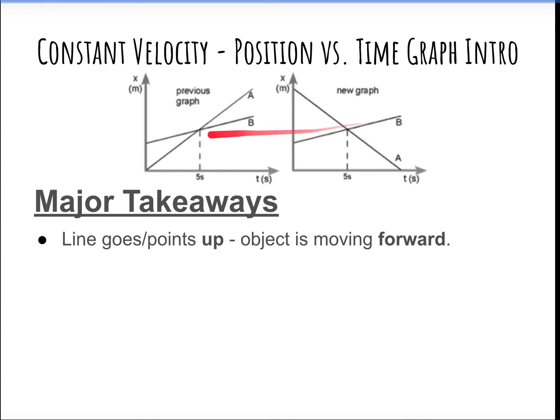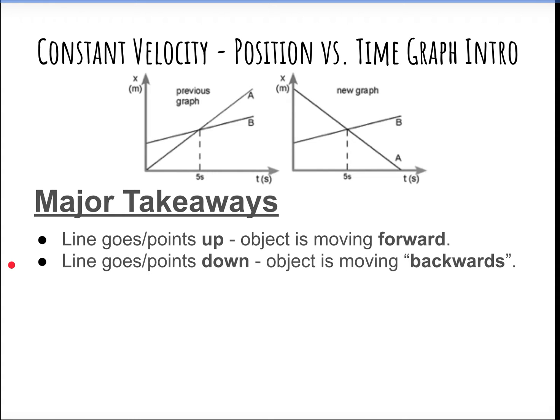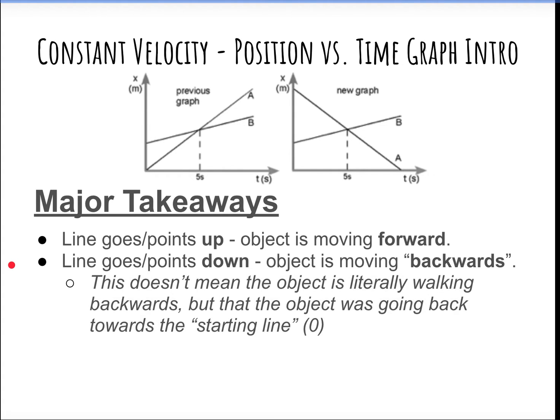With a position time graph, if the line points up, so if we have a positive slope, the object is moving forward. If the line points down, the object is moving backward. This doesn't mean they are literally walking backward. It just means that they are walking toward the starting line or towards the origin, which is 0, okay?